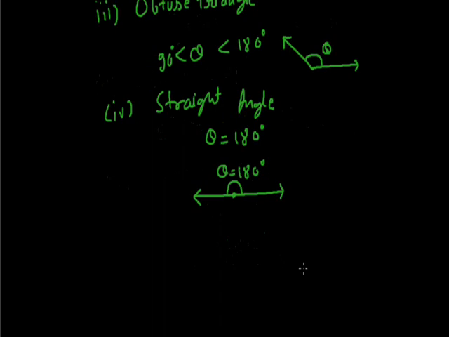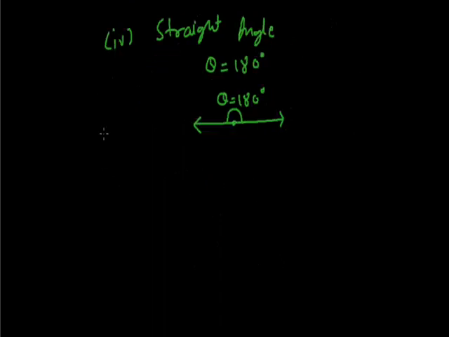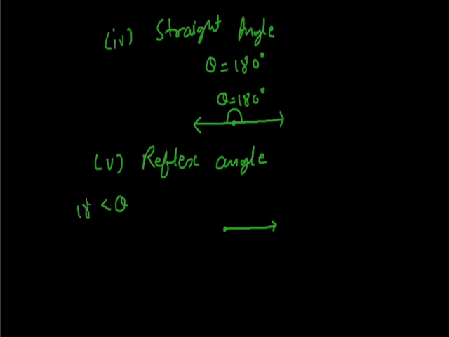Now after the straight angle we come to the reflex angle. A reflex angle means an angle whose measure is greater than 180 degrees but less than 360 degrees. An angle whose measure is greater than 180 and less than 360, we will call a reflex angle. And the geometrical representation of this angle is like that. This angle represents a reflex angle.